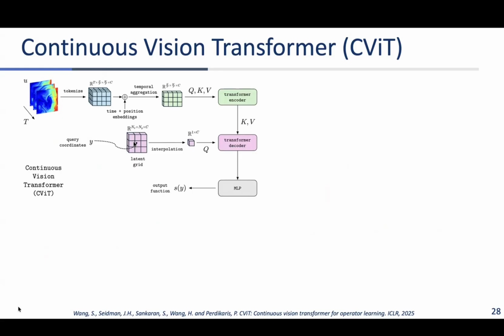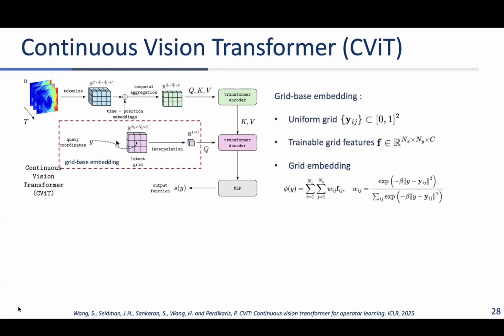One novelty lies in the proposed grid-based embedding, as you can see in this red box. On the right, there are some details. We create a uniform grid, Yij, and for each grid point, we create trainable grid features in the latent space, denoted by F.